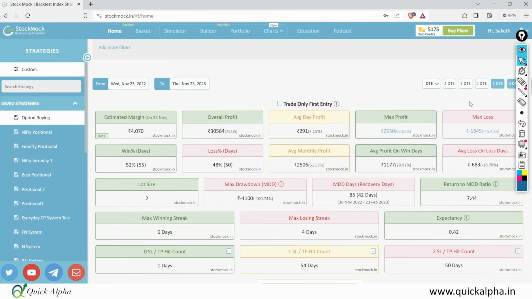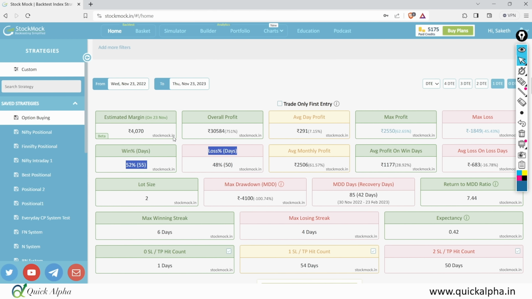So by doing that, you can see that suddenly so many things change, right? Your overall profit goes up to 751% in the last 1 year alone. So we are not even talking about 2 years or 3 years. In the last 1 year alone, you have made 751% with an expectancy of 0.42. So you can see that you have improved your probability. By default, an option buyer generally has a probability of just around 33-35%.